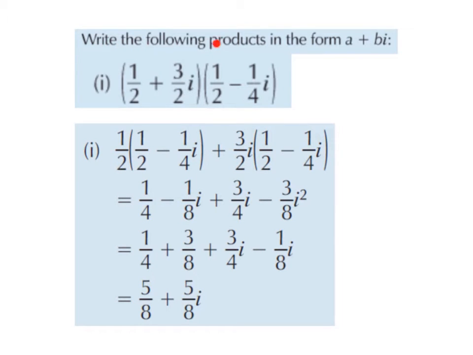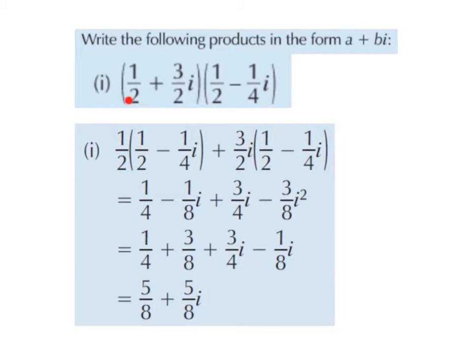We want to write the following products in the form of a plus bi. So the a represents a real number and the bi represents an imaginary number. So this is the format of a complex number. So we want to write this in the format of a plus bi.